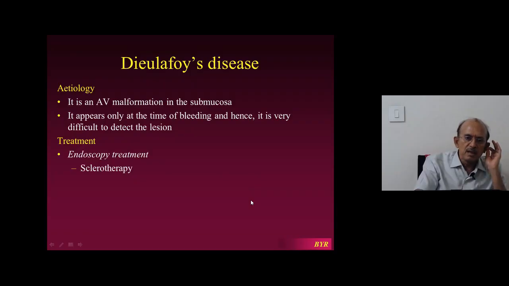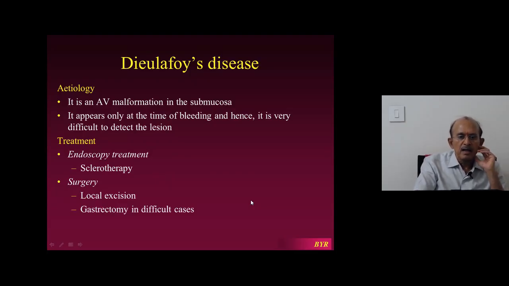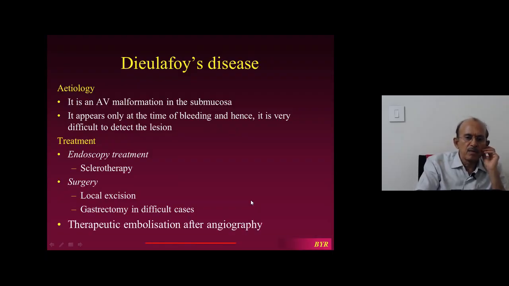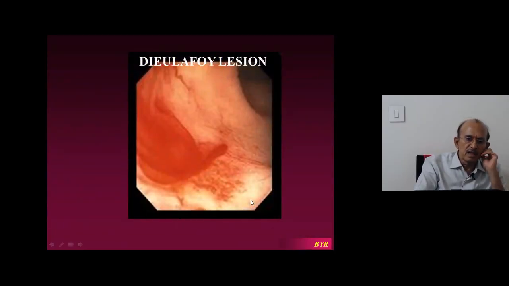Treatment, endoscopic treatment. If you can find the lesion while you are doing endoscopy, you can do sclerotherapy. You can do local excision of the lesion if you know this lesion, if endoscopy is unsuccessful. And gastrectomy in difficult cases. You can do therapeutic embolization after angiography, and you can close the dilated vessel. So this is how the Dieulafoy's lesion appears. There will be just oozing of blood through a small opening in the mucosa. Once the bleeding stops, this mucosal opening also is not seen.